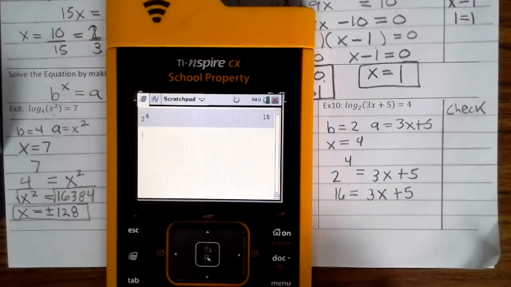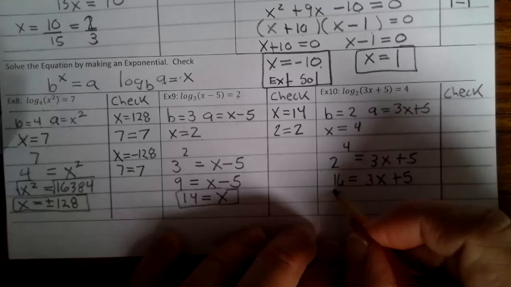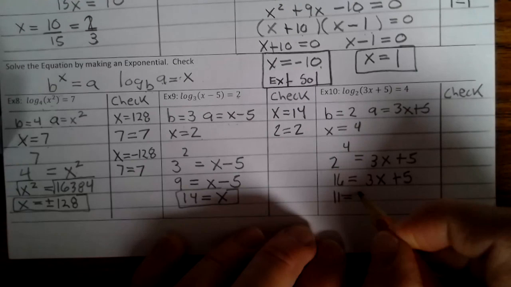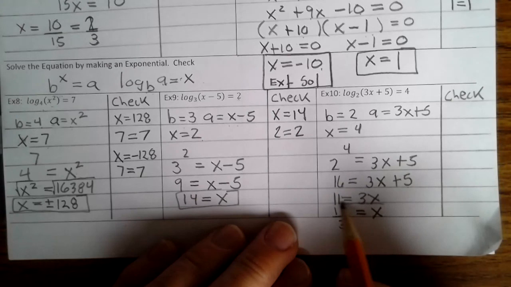Okay, so let's check. Check x equals 11 divided by 3. Okay, so that's log base 2 of 3 times 11 divided by 3 plus 5 is 4. 4 equals 4, and that checks.